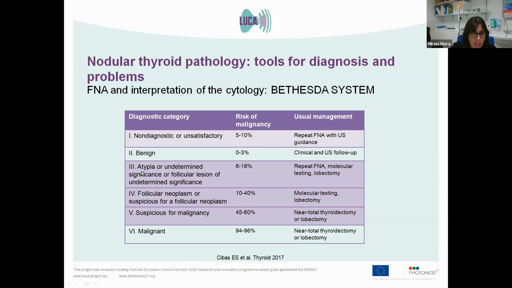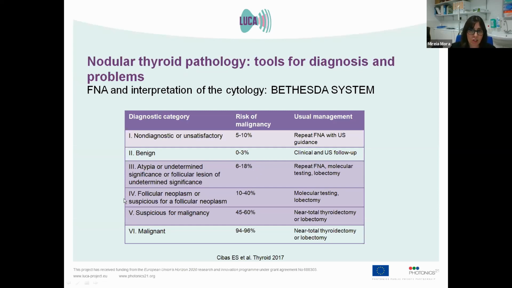In Bethesda 3 classification, the result is atypia. That means that the risk of malignancy is higher than the previous, but actually the pathologist cannot differentiate this atypia and is not able to say that this atypia is associated to malignancy or to other reasons. So in general, in this case, we also repeat the fine needle aspiration, but also molecular testing is an option. However, molecular testing has the problem that it is expensive, and not all the centers have introduced it and have the possibility to perform this kind of test.